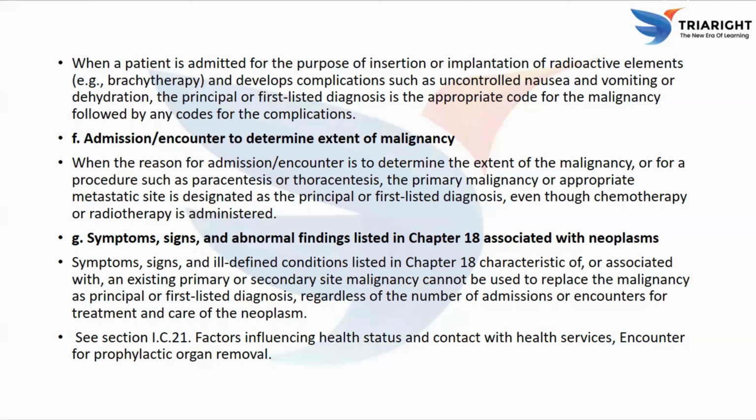If the admission is for prophylactic organ removal, that is, there is no cancer present yet, you have to use Z codes but not the malignancy codes. For example, a patient with a BRCA mutation undergoes preventive mastectomy. What will be the correct coding? Z40.01 for encounter for prophylactic removal of breast. There is no cancer yet, so you have to assign the Z code. If cancer is present, you have to assign the C code. So this is how you have to assign the neoplasms with the complication codes.